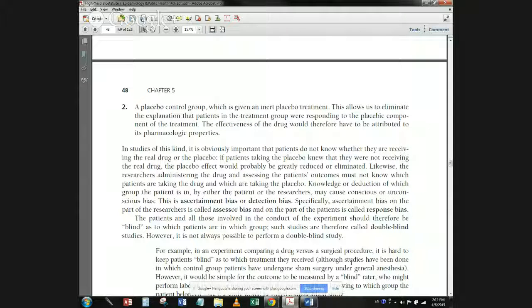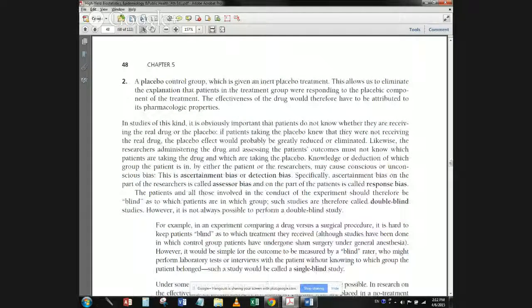Two, there's a placebo control group, which is given an inert placebo treatment. This allows us to eliminate the explanation that patients in the treatment group were responding to the placebo component of the treatment. The effectiveness of the drug would therefore have to be attributed to its pharmacological properties.